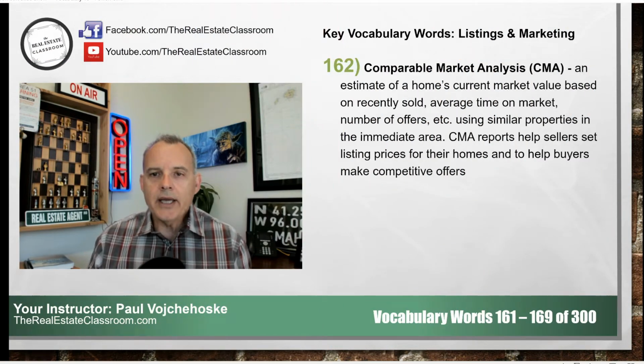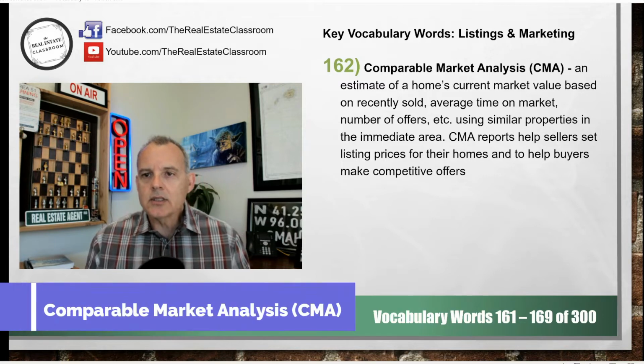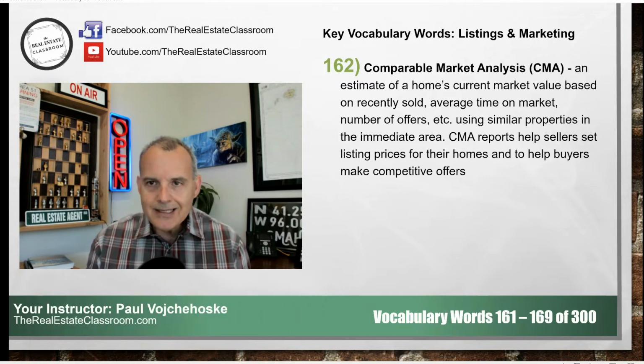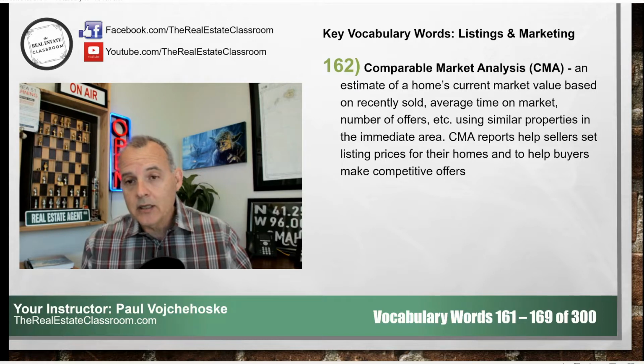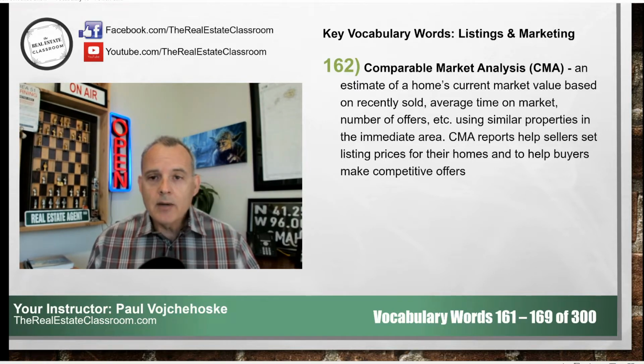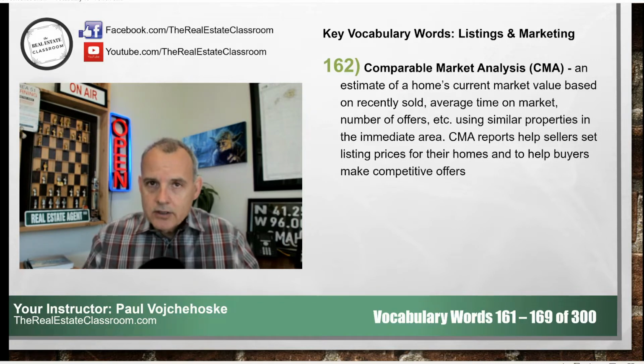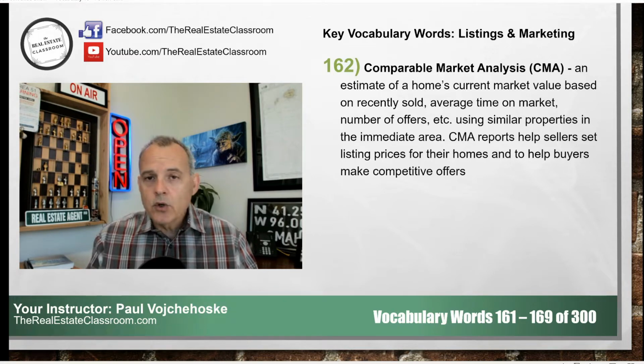Number 162, a comparable market analysis. In the business, we refer to it as a CMA. Now, a CMA is basically just an estimate of the home's current market value. That is so important. Market value is defined as the price at which a willing buyer will buy and a willing seller will sell. And we come up with this current market value based on homes similar to the property we're trying to determine value on that have sold recently.